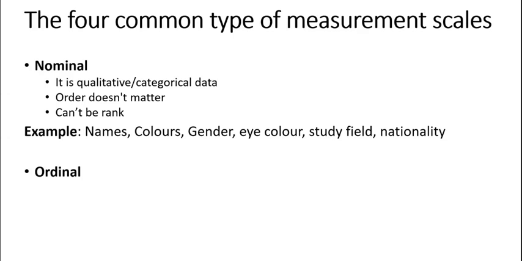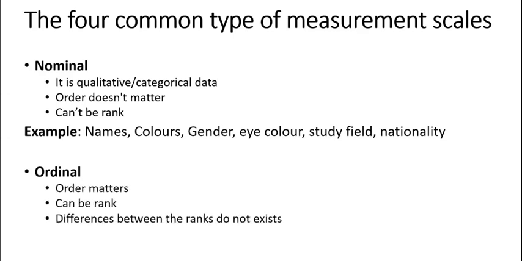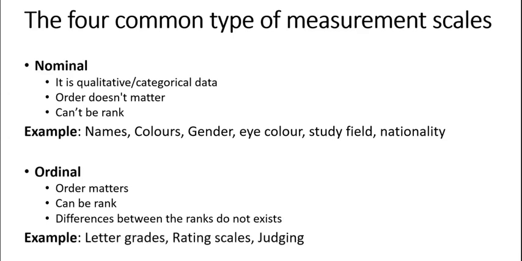The second type is ordinal scale data. It classifies data into categories that can be ranked, but precise differences between the ranks do not exist. What I mean is, the order matters, but differences cannot be measured. For example, letter grades like A, B, C, D, F, rating scales like poor, good, excellent, or judging first place, second place, third place.